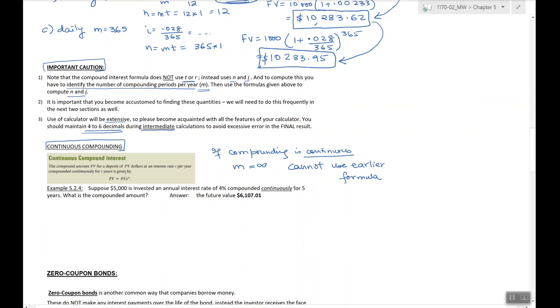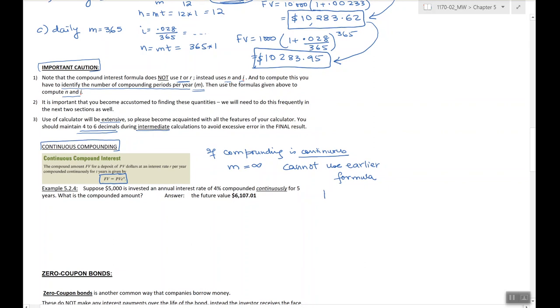So the formula becomes this. We are not going to go into the math behind it, but instead of the previous formula, now we have future value is present value e raised to the power r times t. And of course, from the previous chapter, you know what e is. So we have to use this formula.